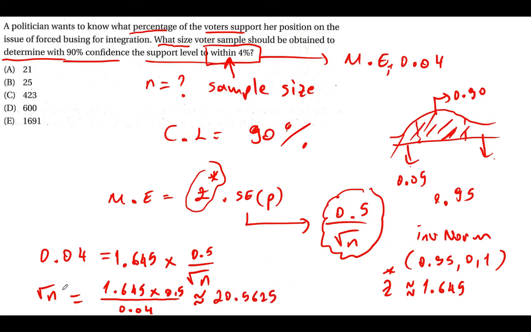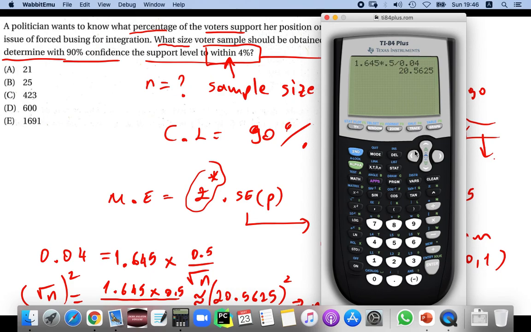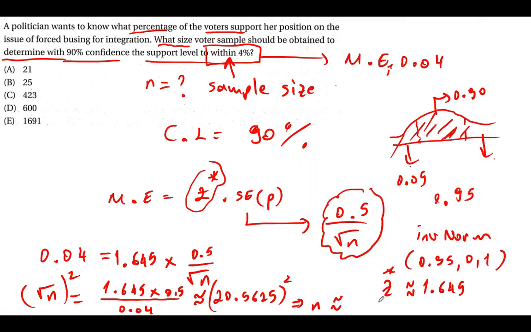So 20.5625. But I need the n. In order to find the n, I will take the square of this result. So n will be approximately the square of my result. Squaring the answer gives me 422.8. So I need 422.8 voters. Of course, this is the number of people who are voting. It means that I have to round this up.